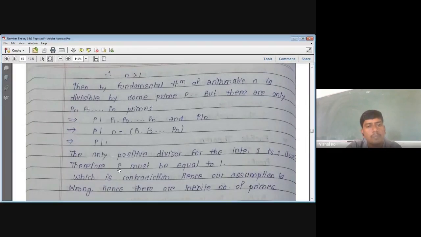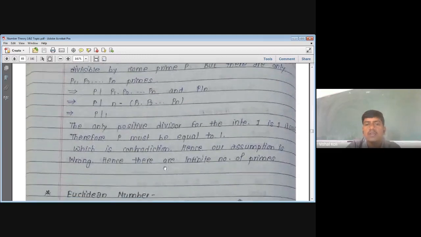Therefore p must be equal to 1, but p is not equal to 1, since p is a prime number, and a prime number must be greater than 1. So here we get a contradiction to p being a prime number. So our assumption, that there are only a finite number of prime numbers, is wrong. Therefore, the correct statement is that there are infinitely many primes.